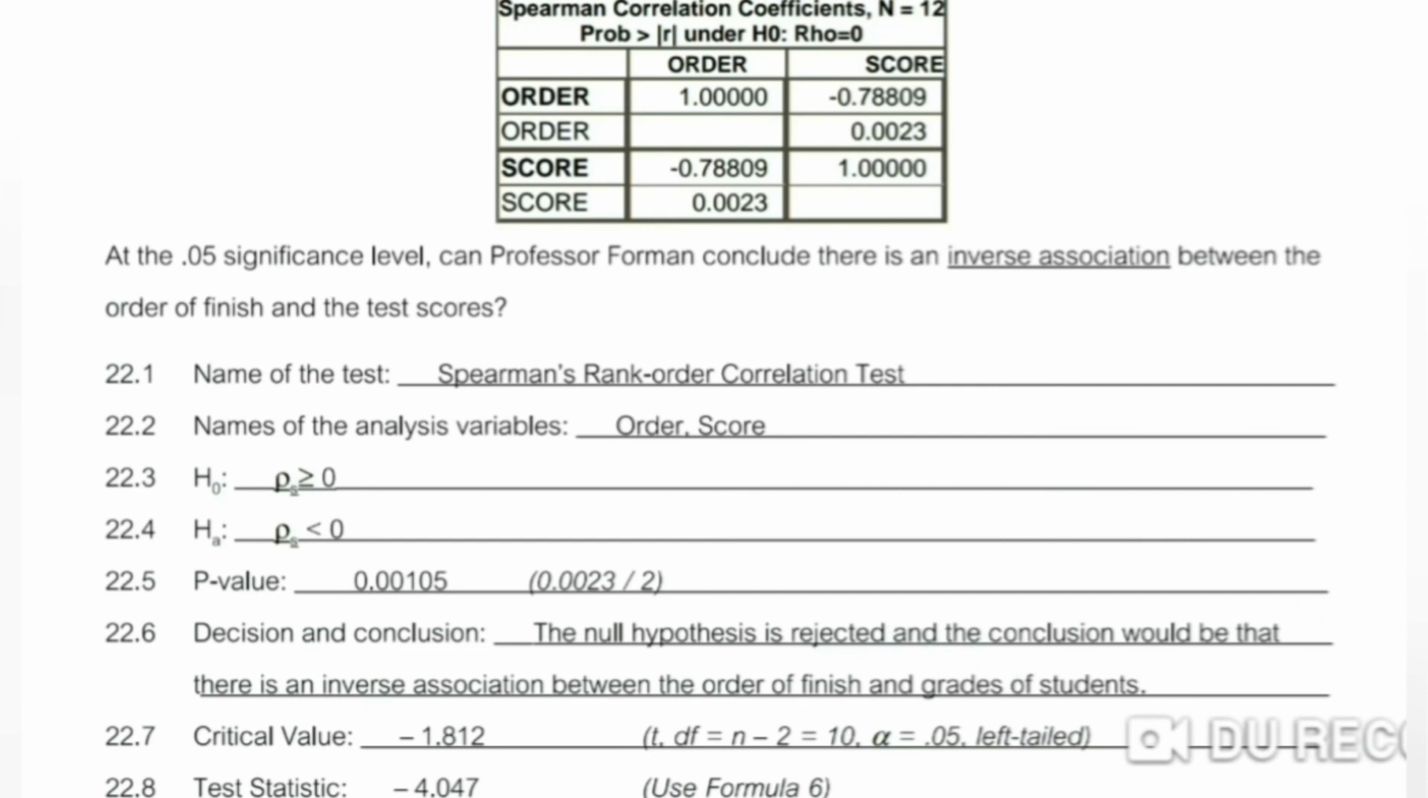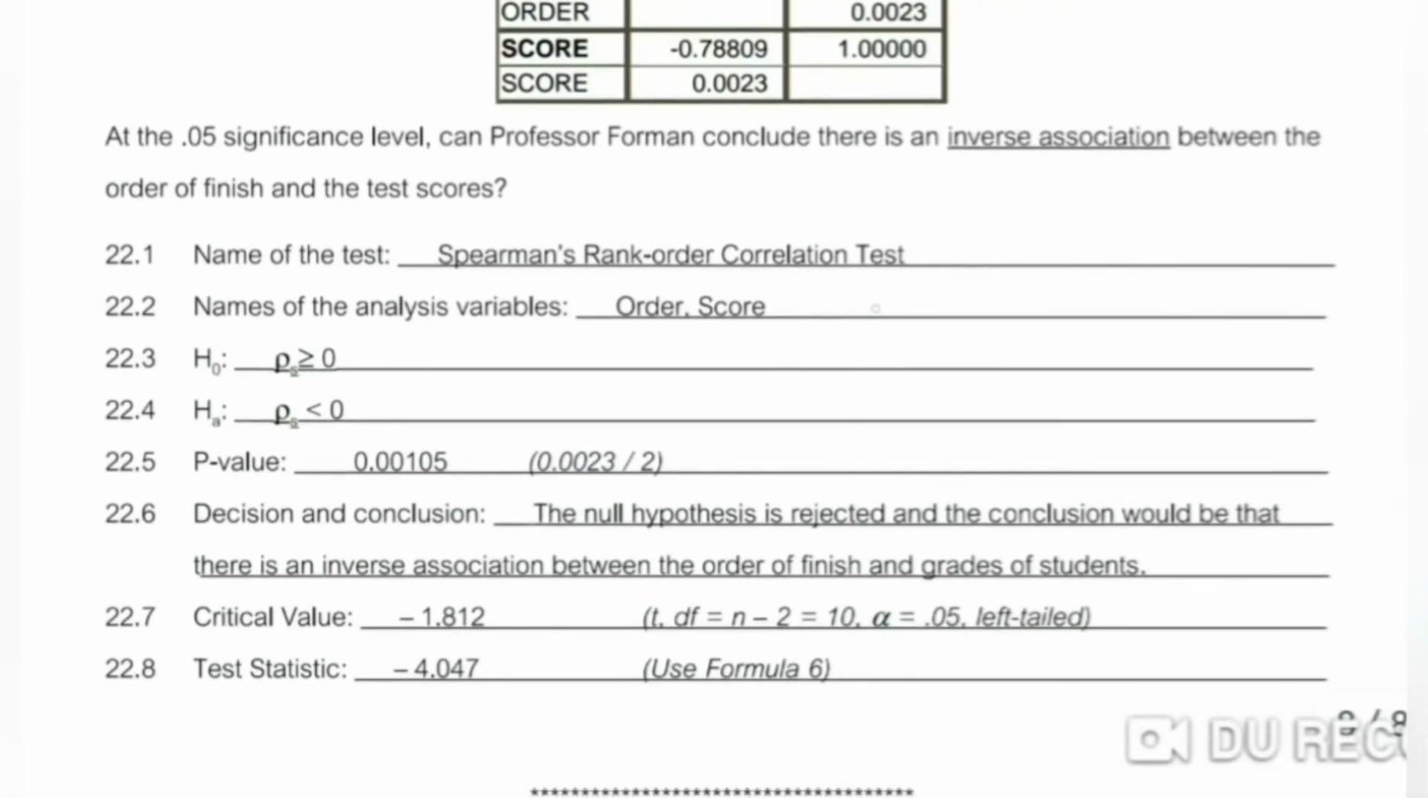Okay, what do you write? You reject H0, that means H0 is false. That means HA is true. You must write in the conclusion that HA is true. So you copy the original question: there is an inverse association between the order of finish and the test score. That's finished.